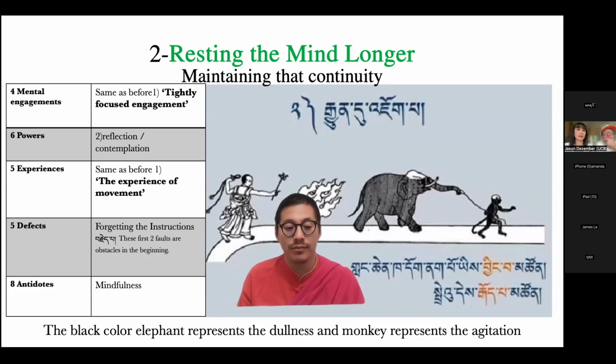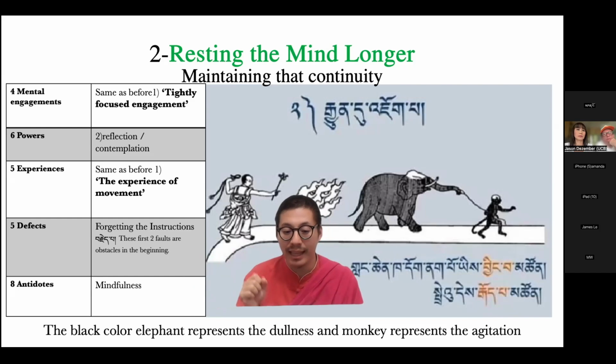And then among the 5 defects, this is forgetting the instructions, the main culprit here. Really big deal at the beginning. You have to keep being aware, mindful, vigilant, all these instructions you need to keep in mind. If you're falling into these 2 extremes of agitation and dullness, we really need to keep this in mind, and we have to do something.